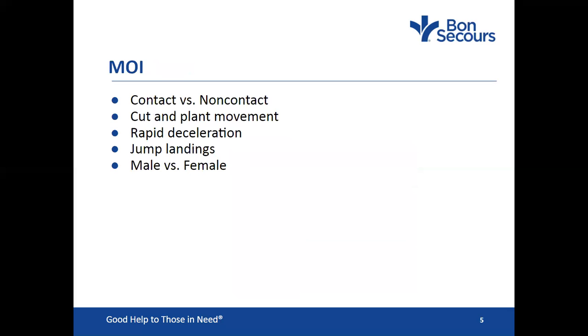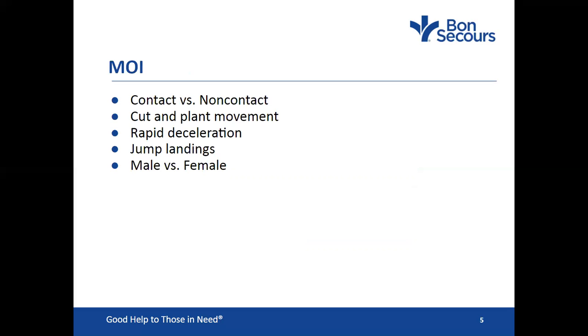ACL sprains can occur in contact and non-contact situations. Most ACL injuries occur with non-contact and are most common in athletes between 15 and 25 years old. They are typically caused by a cut and plant movement and can also occur when trying to decelerate quickly and during jump landings. Female athletes have an increased risk for ACL injuries as compared to male athletes.